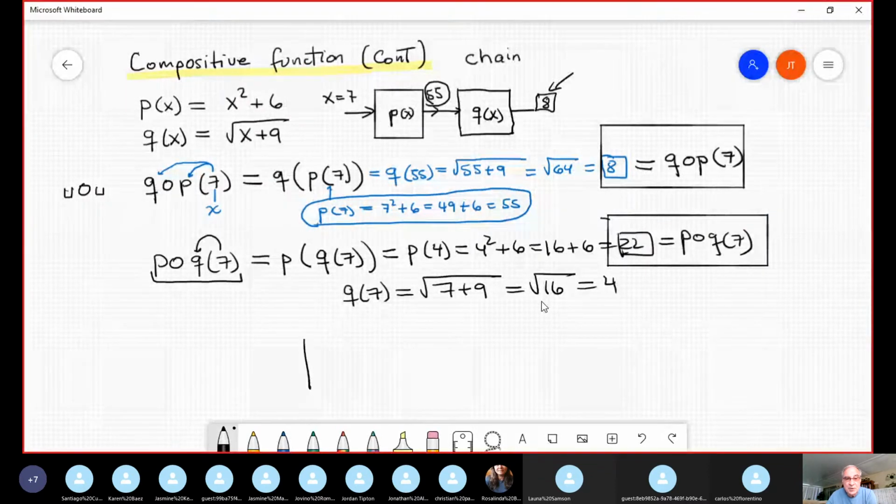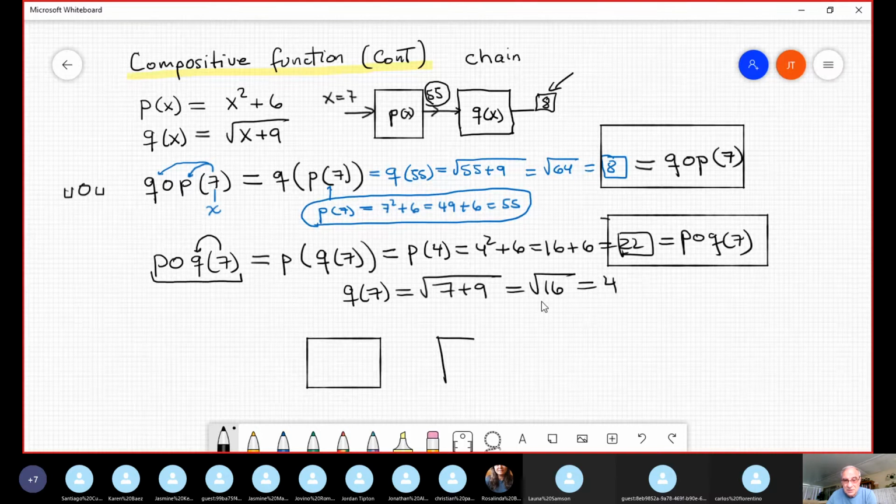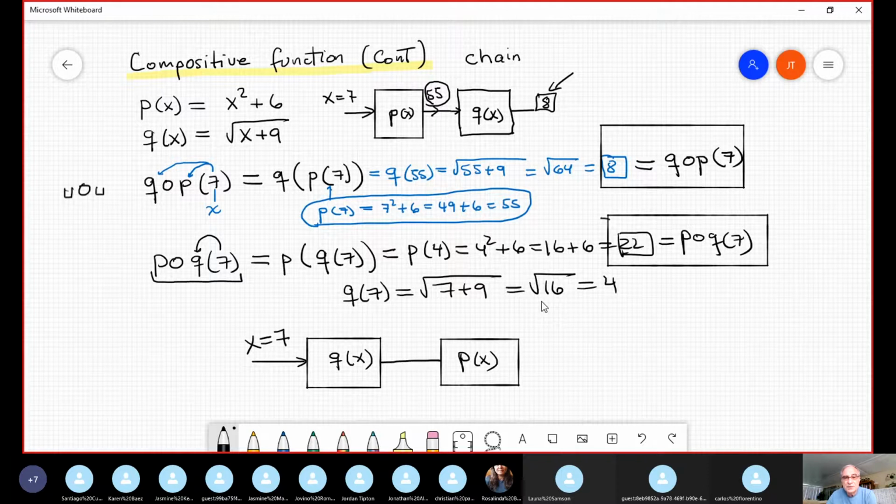So in this case, suppose the sketch of the box. I don't know if you like this idea. You have the first function as Q and the second as P, and the initial value you plug in is 7. It's the same in both cases. But the output value is 4. This is the y value with respect to Q, but it's the x value with respect to P, because now this is the domain. This 4 is in the domain of P. And the answer is 22.